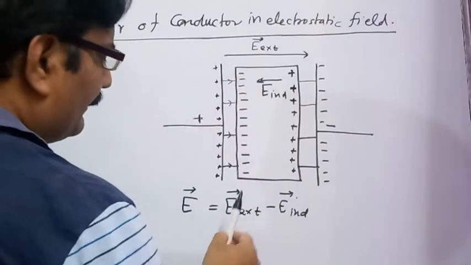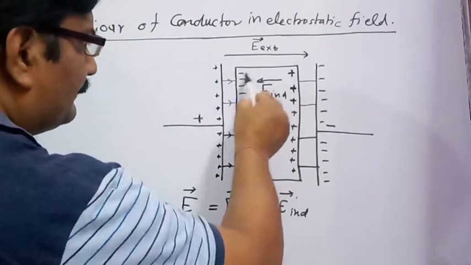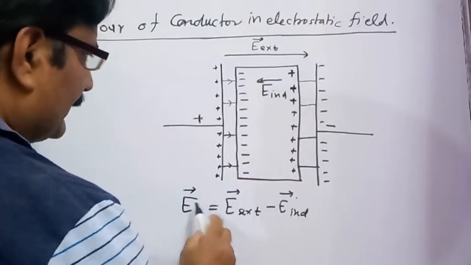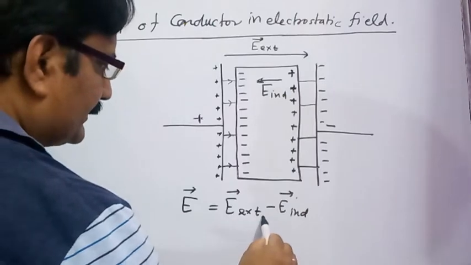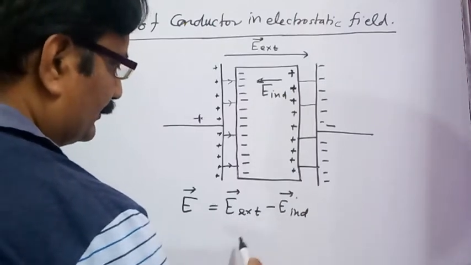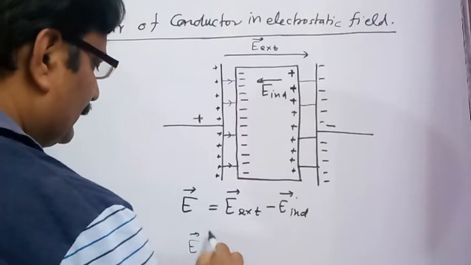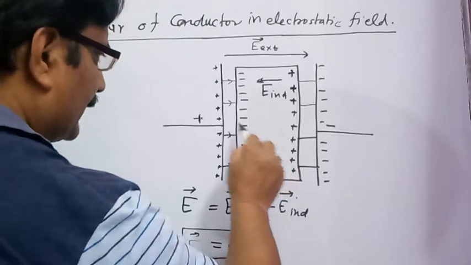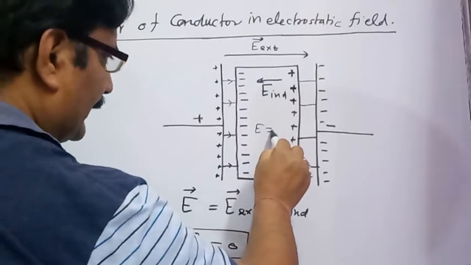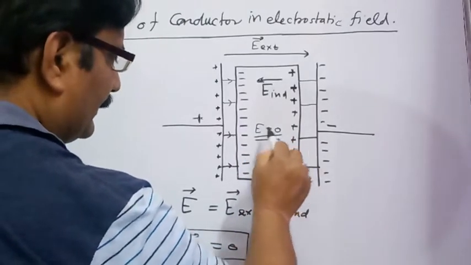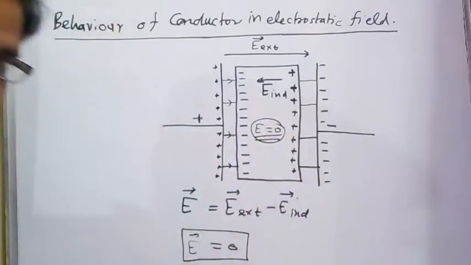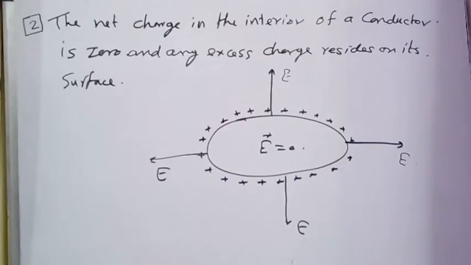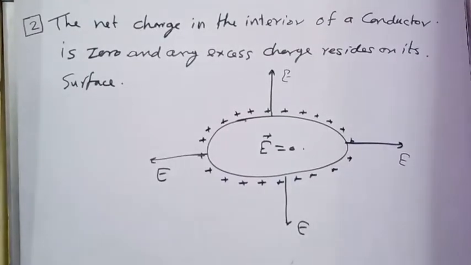So what is going to be the value of the net electric field in the interior of this charged conductor? The net electric field is E equal to E external minus E induced, and this is going to be 0. So this is the reason why in the interior of a charged conductor, the value of the net electric field always remains 0. This is the second property of the conductor placed in an electrostatic field.